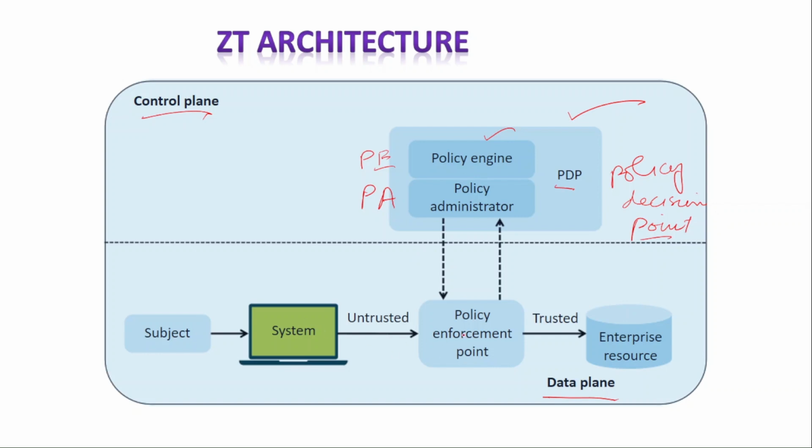We will explain each of these in a moment. And in the data plane, the decision taken here is then enforced here. This is the policy enforcement point, also known as PEP. Any security policy or routing or other decision taken by the PDP is enforced by the PEP. And once this policy is enforced on any access attempt, the access is given to the enterprise resources. We will explain the control plane, data plane, and the other components in coming slides.